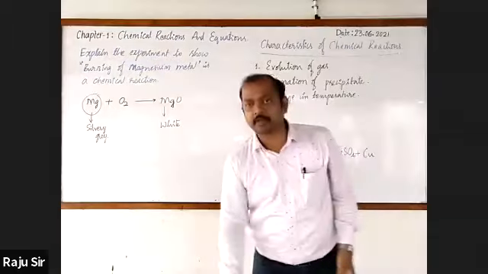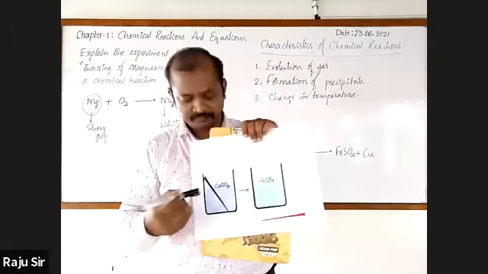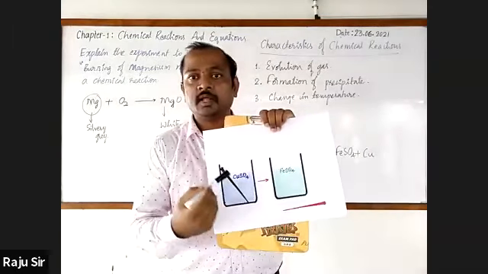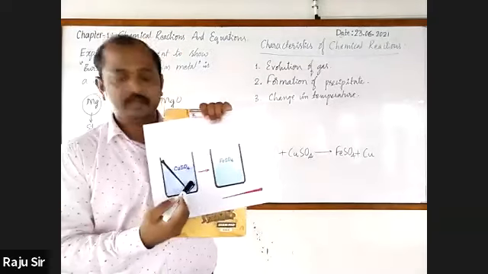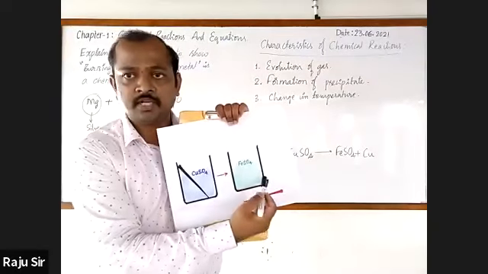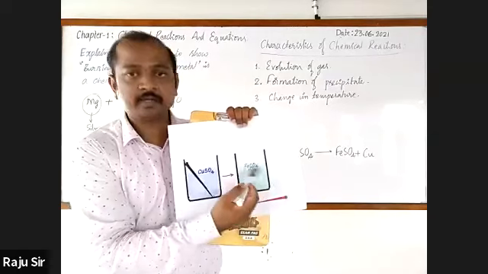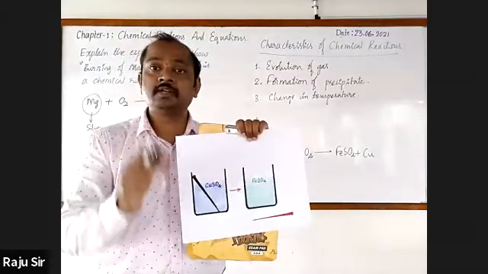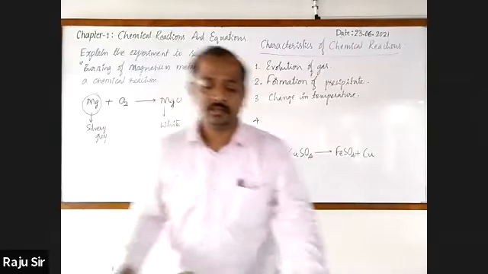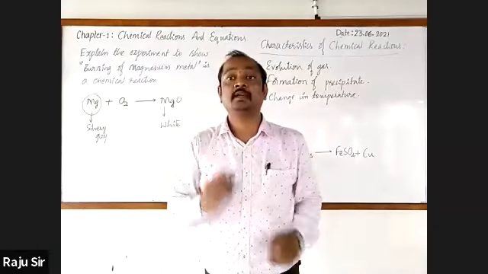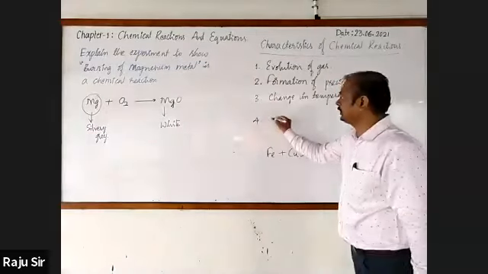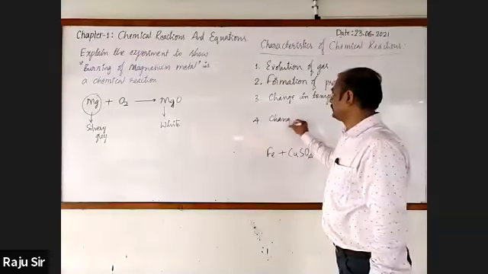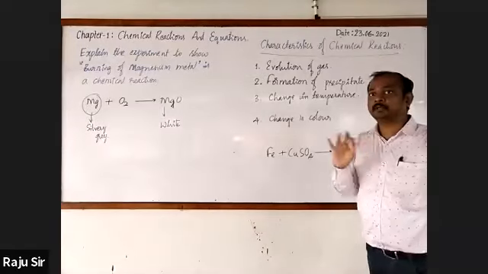In this chemical reaction, you notice that the color of the reactants changes to pale green color. Is it not? So even the change in color will also indicate the chemical reaction has taken place. Fourth one is change in color, and it should be permanent also.